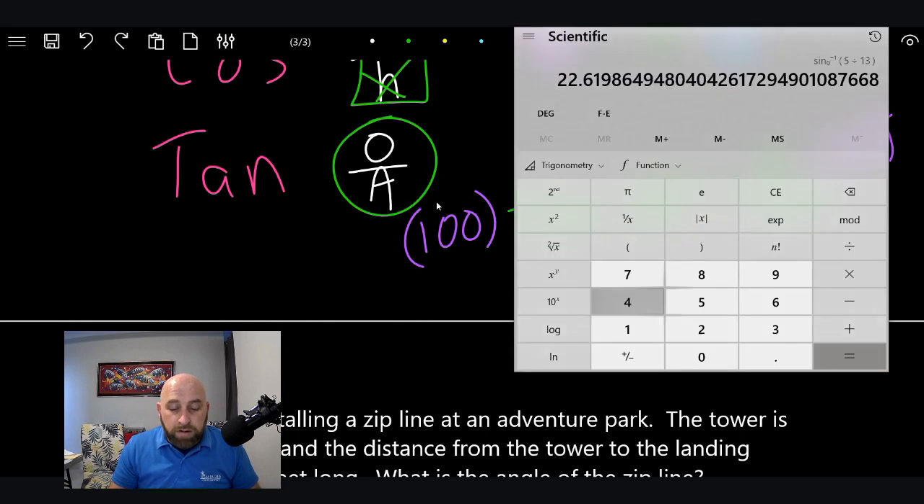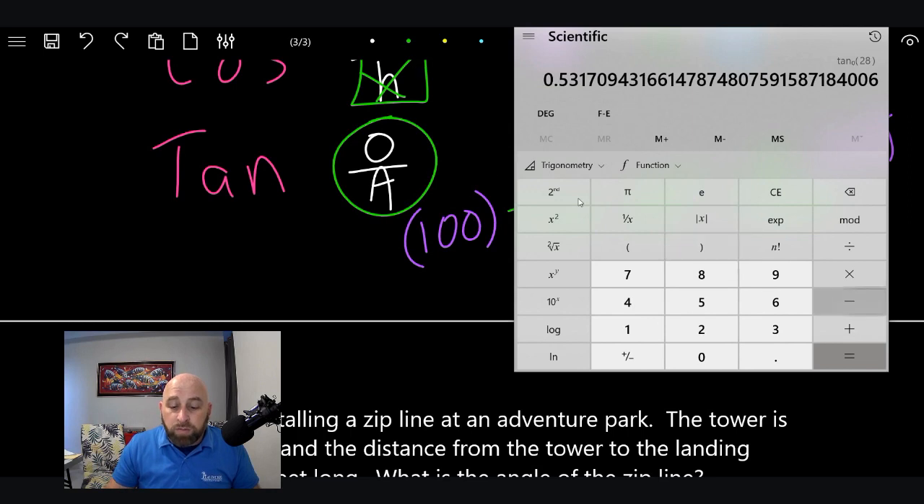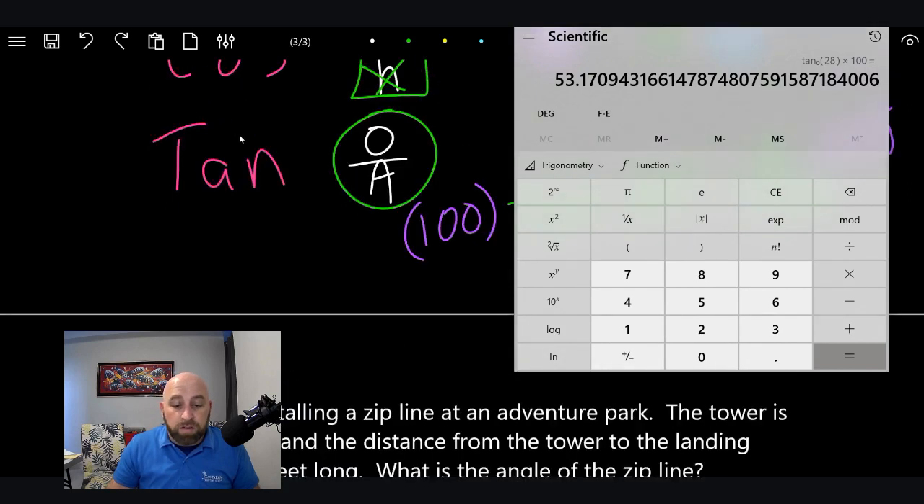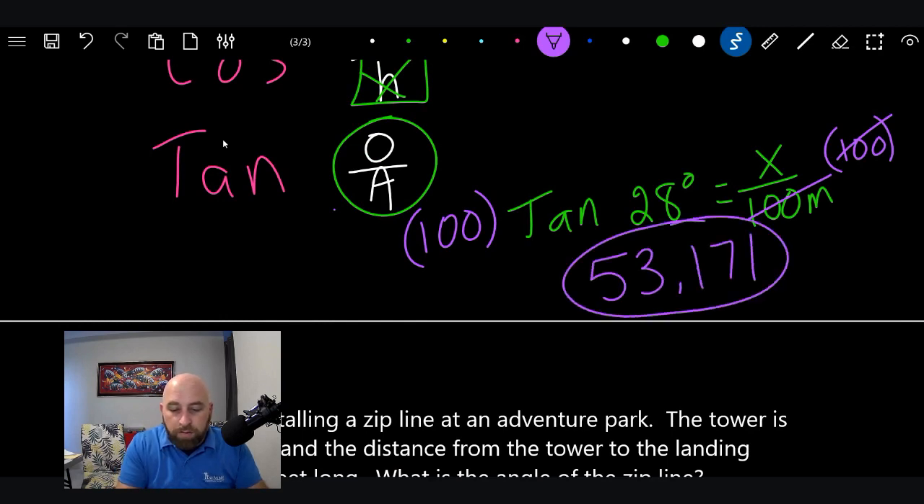So we would come down here to our calculators, and I would do tangent of 28. So 28 degrees, trigonometric function, tangent equals 0.5314, times 100 equals 53.71. So 53.71 would be our correct answer right there.